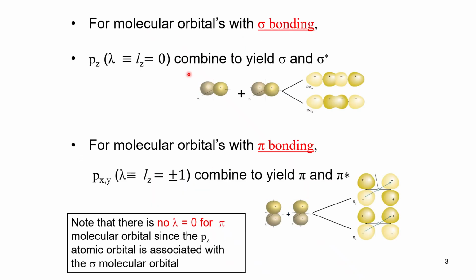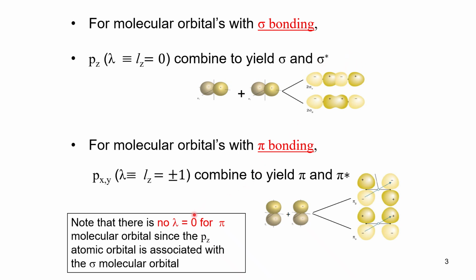Atomic orbitals combine to form molecular orbitals. For sigma bonding, Pz, or lambda equivalent to Lz equals 0, combine to yield the sigma molecular orbital and also the anti-bonding molecular orbital, which we call the sigma star.